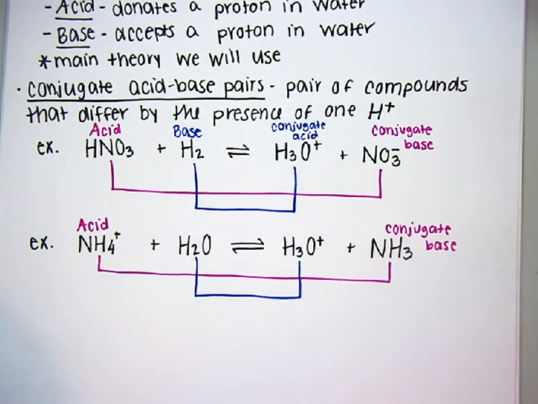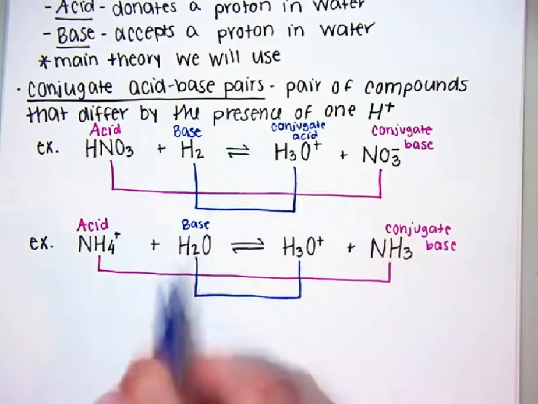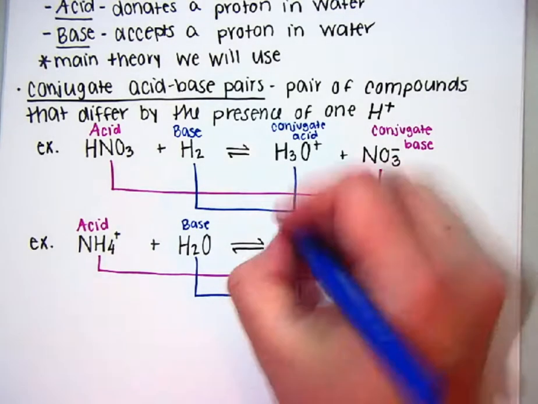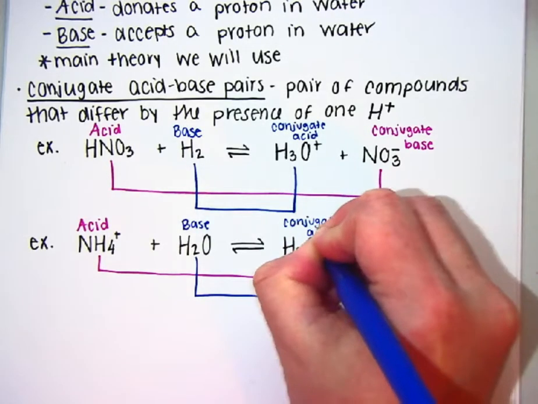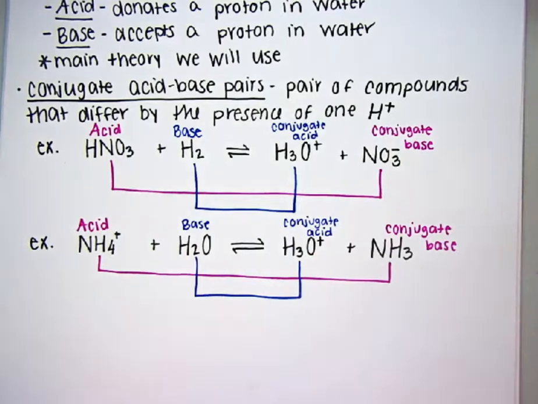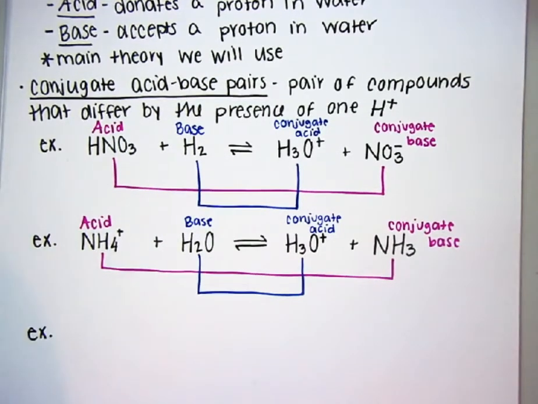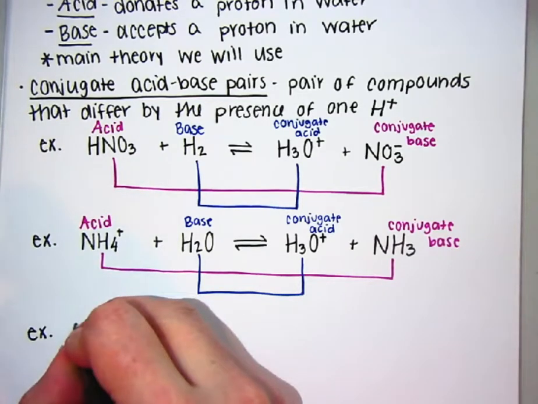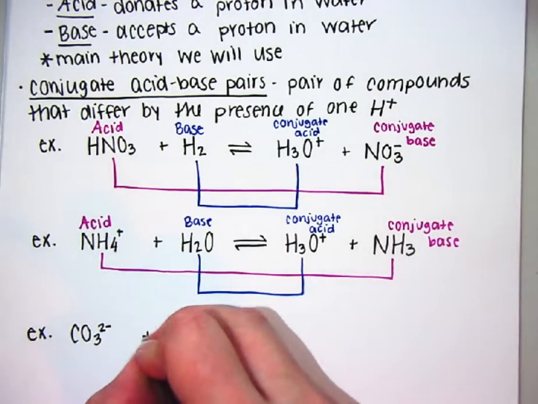My base is going to accept a proton. So water is the base, 2 hydrogens, it accepts a proton, now it has 3. Hydronium would be its conjugate acid. Let's look at one more. Carbonate plus water.